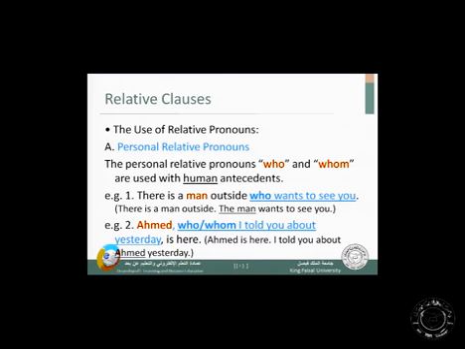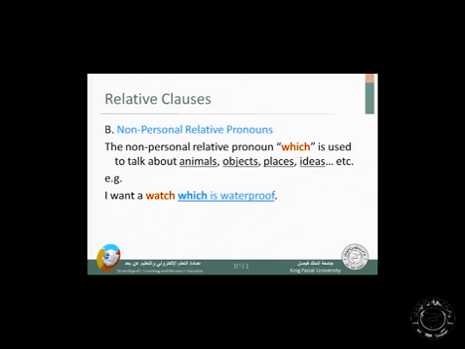But there is, of course, another possibility. You should know that we can use whom if Ahmed takes the place of an object, if we separate the two sentences. So Ahmed, whom I told you about yesterday, is here. So this is, of course, who and whom pointing to a personal antecedent. Ahmed, of course, is a human, so we used who or whom with Ahmed.